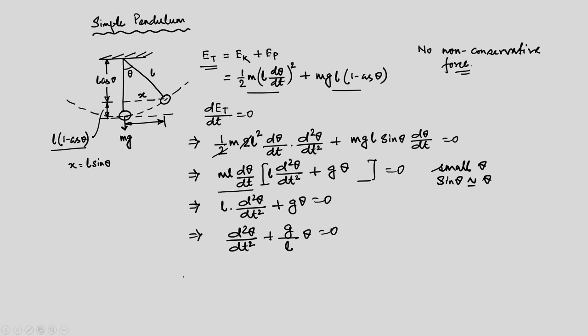So, what we have here, if you recall, this is nothing but omega square, and T is equal to 2 pi by omega, where omega is equal to square root of g by L. So, the time period is equal to 2 pi square root of L by g. This is what we derived in the last lecture.